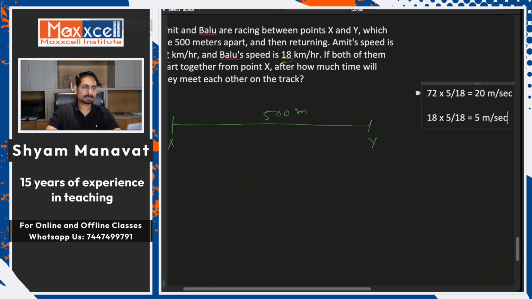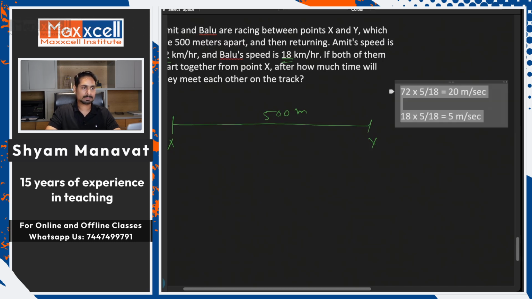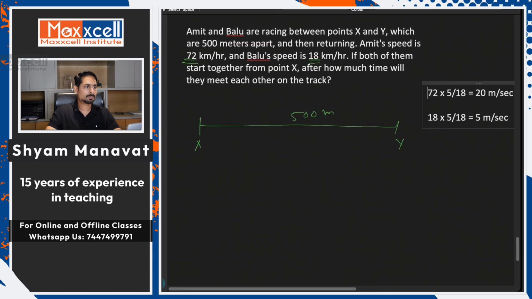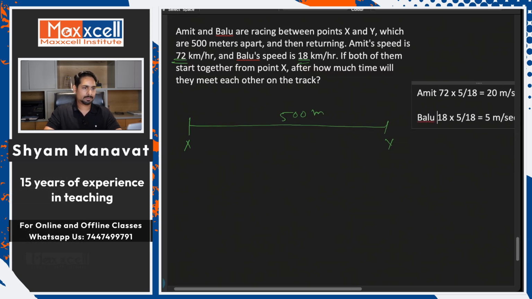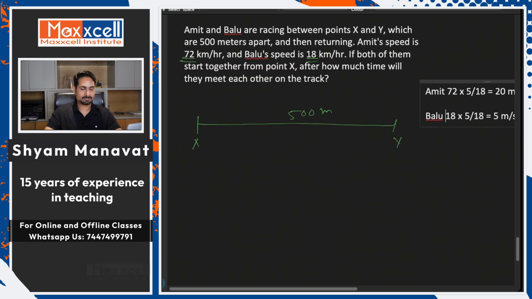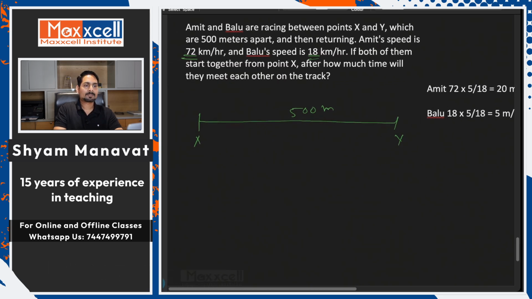So this is the speed of Amit, and the second one is for Balu. All right, okay. So we got their speeds: 20 meters per second and 5 meters per second. Now think about it. Balu is very slow, 5 meters per second compared to Amit.